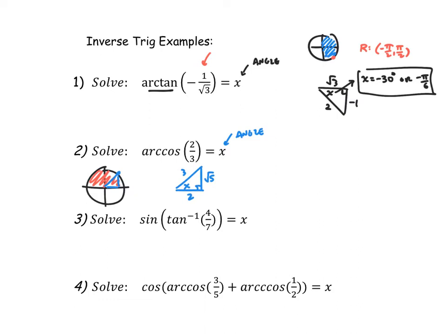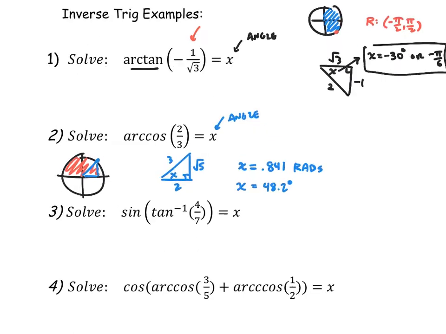And I'm going to go with my calculator, which is currently in radian mode. I'm going to take the inverse cosine of 2/3, and we're going to round this. Using 3 sig figs, I get 0.841 radians. If you're working in degrees, that would equal 48.2 degrees.